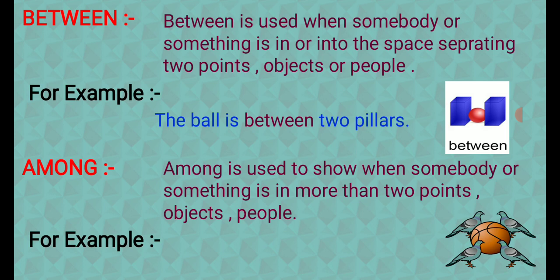Look at the picture. What is there in the picture? There are 4 pigeons and the ball in the picture. Where is the ball? The ball is separating the 4 pigeons. So the 4 pigeons are more than 2. At that time we use among. So what will be the sentence of this picture? The ball is among the pigeons, or we can say that the ball is among 4 pigeons. Understand? So how to use between and among? I hope you will understand properly with this picture.